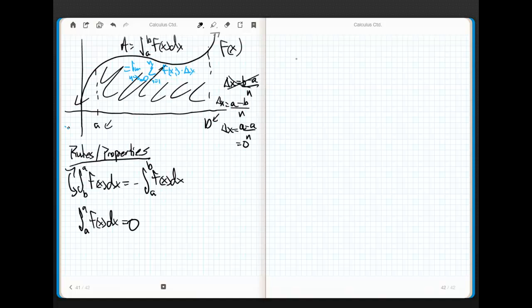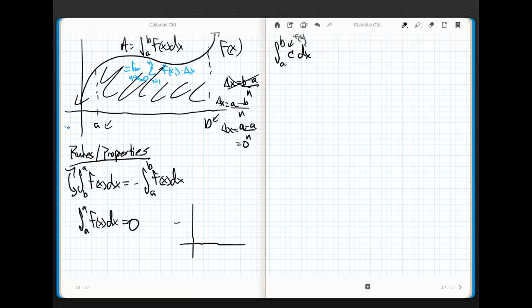Okay, how about this one? How about, let's put this over here. Let's go to the integral from a to b of c dx. Now that looks intimidating, but if you really think about it, let me draw a quick sketch. If I take this guy right here, it's just a function, right? It's just f of x. So if I let f of x equals c, and I go from a to b, then what's the integral?